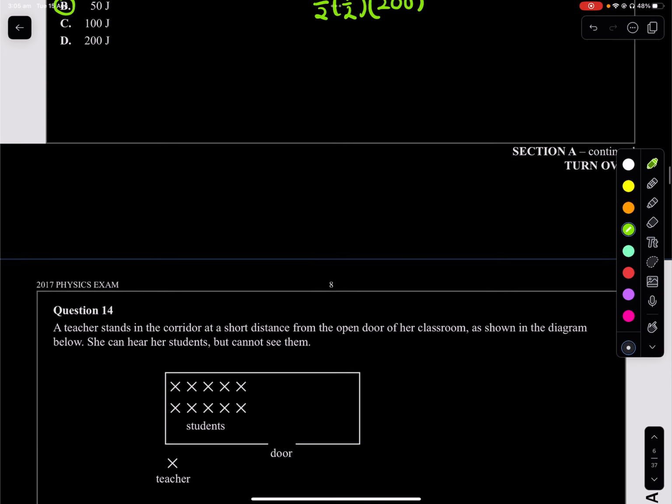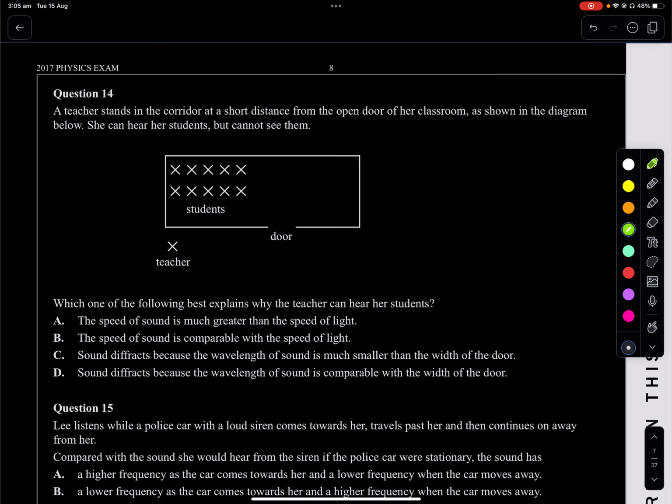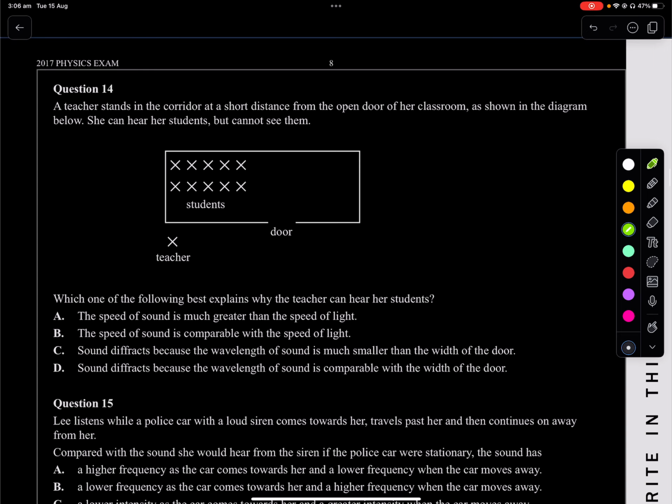Not too bad. Question 14. A teacher stands in the corridor at a short distance from the open door of her classroom, as shown in the diagram below. She can hear her students, but cannot see them. Which of the following best explains why the teacher can hear her students? Okay, this is due to diffraction. You can see the door is like a slit.